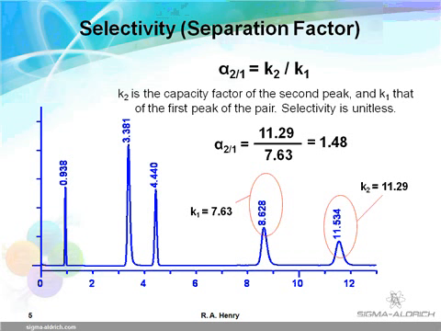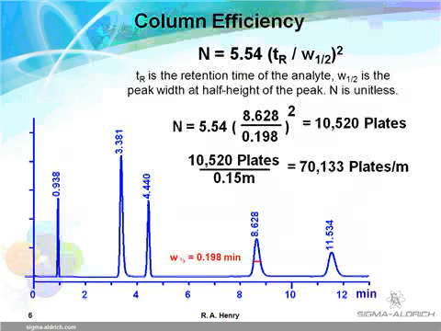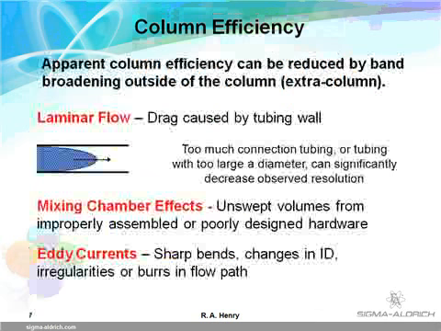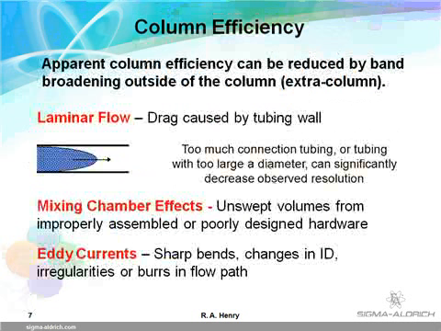The next slide shows efficiency, N, or the rate of zone spreading, measured by taking a ratio of retention time to peak width and squaring it. When peak width is measured at half height, the constant is 5.54. If the peak width is measured at base, a constant of 16 must be used to arrive at about the same N value. Retention time and peak width must be measured in the same units in order for a valid column efficiency determination.